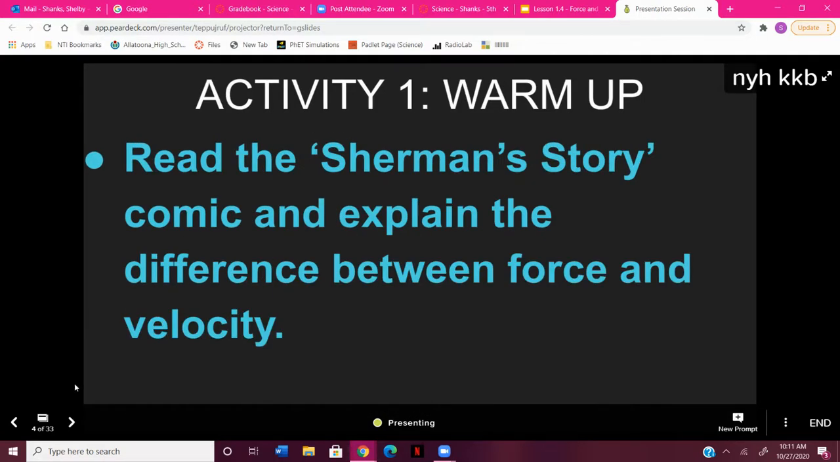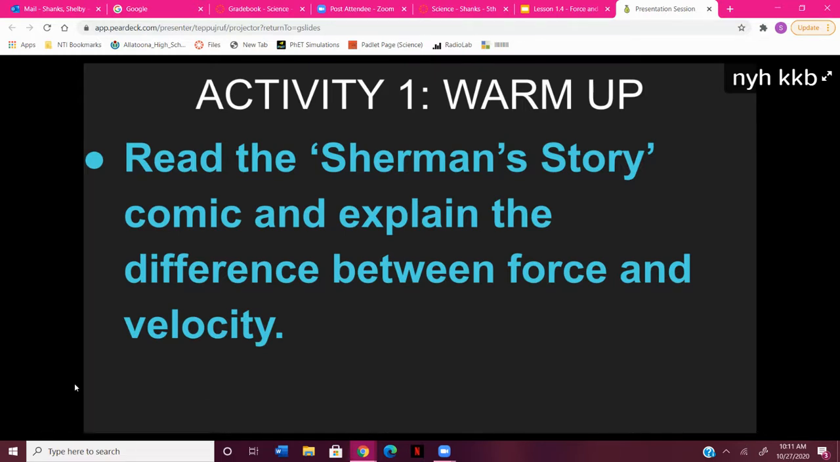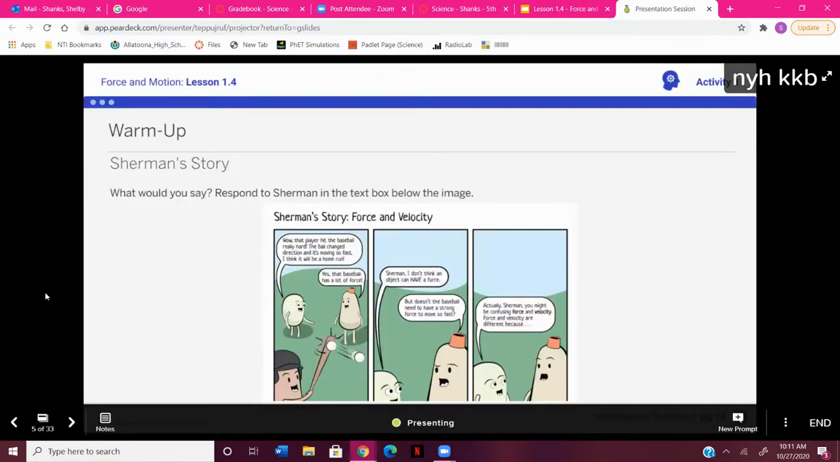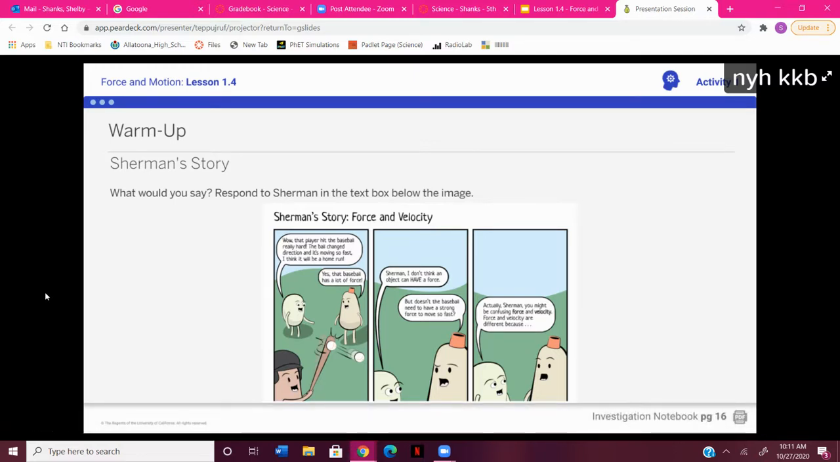All right, so for our first activity, you've got a warm-up, and so we are going to read the Sherman Story comic and then explain the difference between force and velocity. If you want to go ahead and click on this page, it's going to take you to a comic, and you're going to read the comic and finish this sentence. What would you say? And you're going to respond to Sherman in the text box below the image. I'm going to give you about 3 minutes to do so. Make sure you read that and finish this sentence.